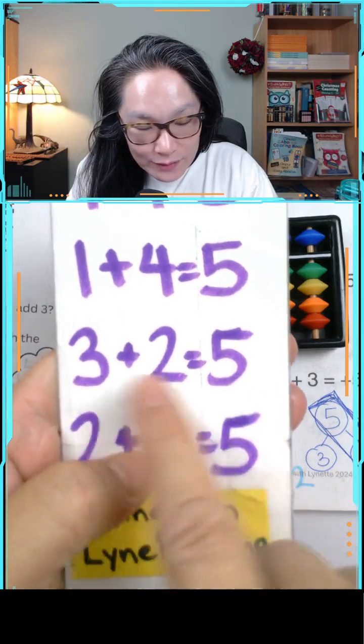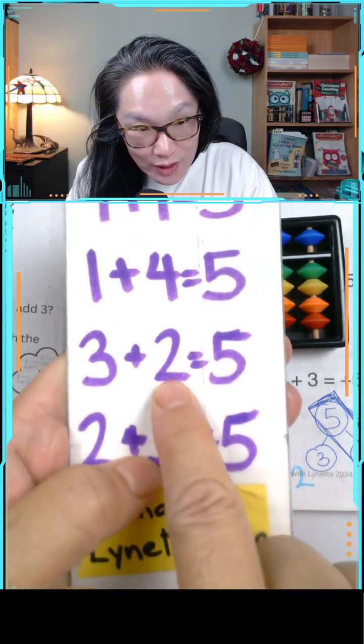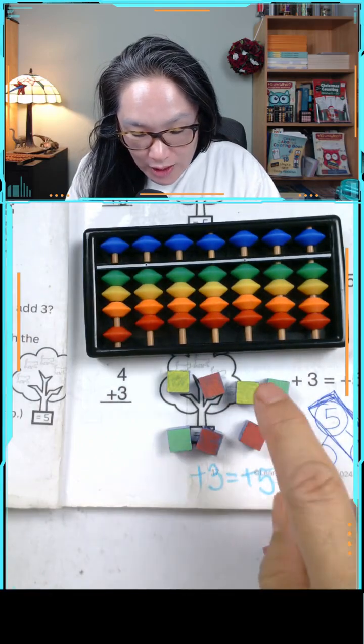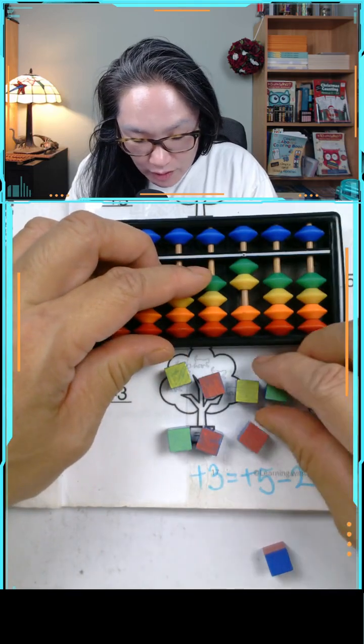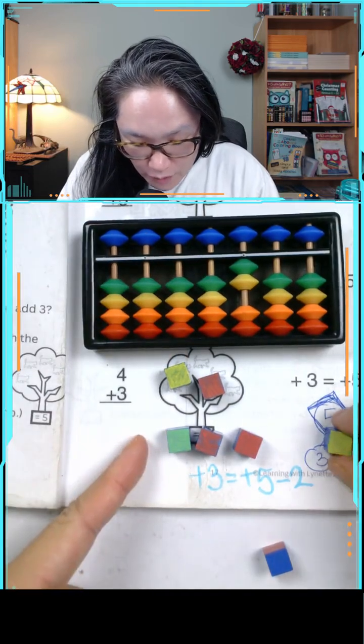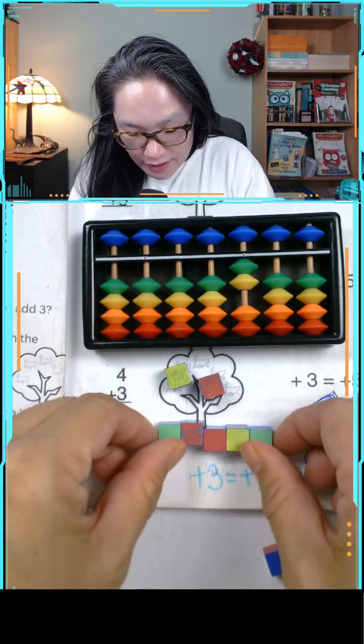So we have to add the 5. To make a 5, we need to add the 2. The 2 has to come from somewhere. The 2 comes from the 4. So the 2 comes from the 4 to make a 5 with the 3.